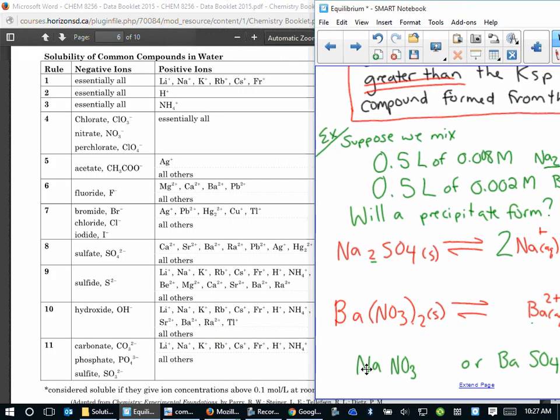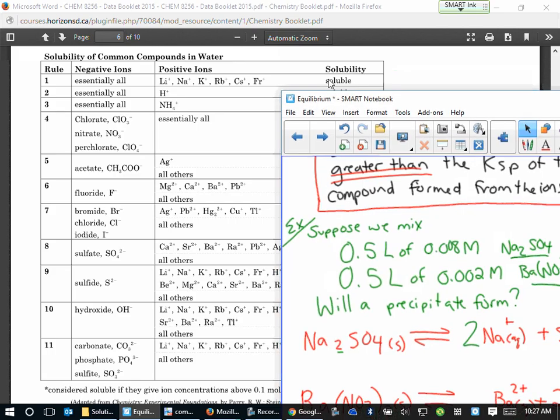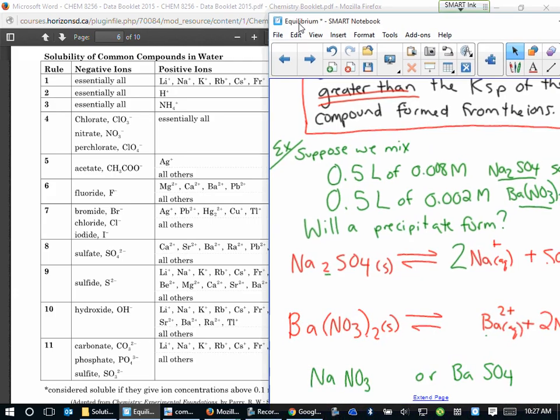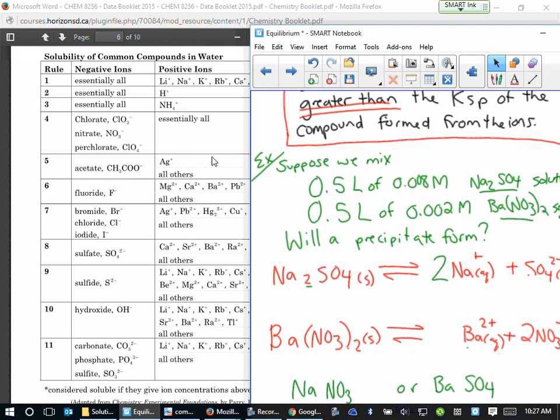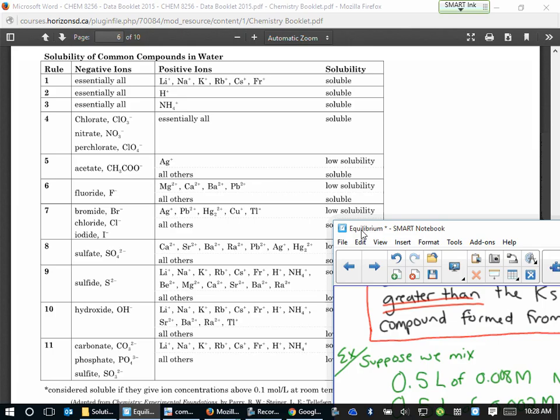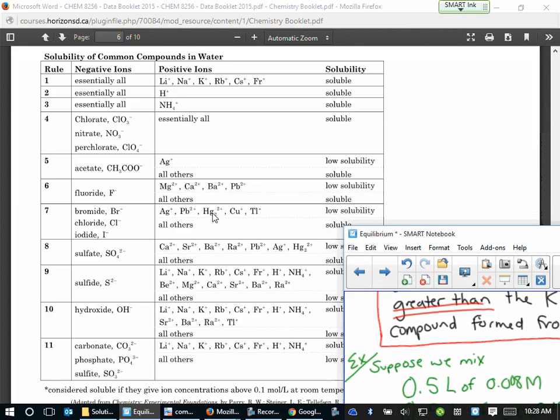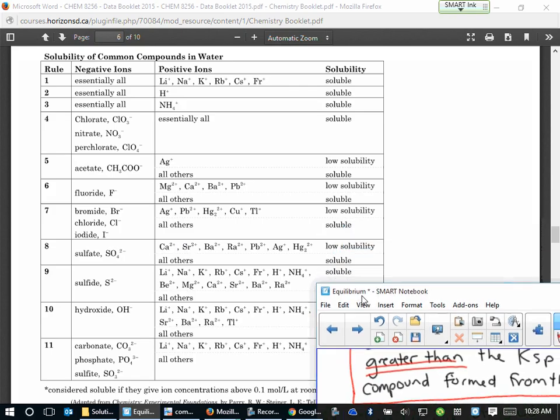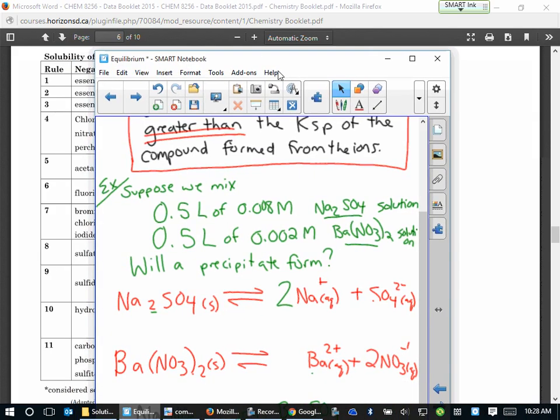Well, let's look. NaNO3. It says any negative ion with sodium is soluble. So no matter, that's always soluble. It's never going to form a precipitate. Now let's look at barium and SO4. BaSO4. Well, here I have Ba, but that's not SO4. Oh, here's SO4. SO4 plus barium has low solubility. So that's my only possibility that there could be a precipitate.